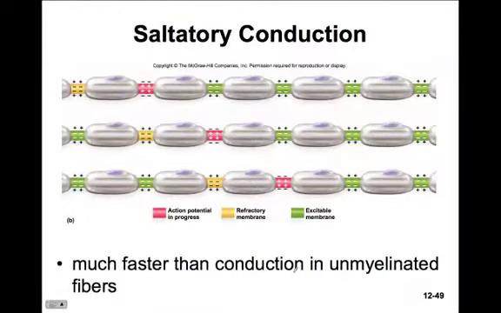Here's another image of saltatory conduction. It moves in the same way down the axon as regular conduction, but it jumps from node to node to node. Conduction is much faster in myelinated axons than it is in unmyelinated axons because of this jumping distances along the neuron.